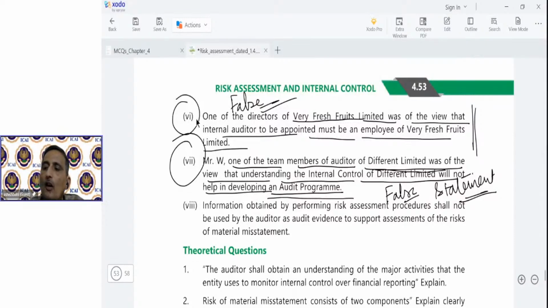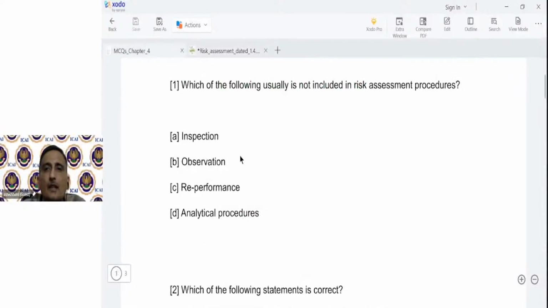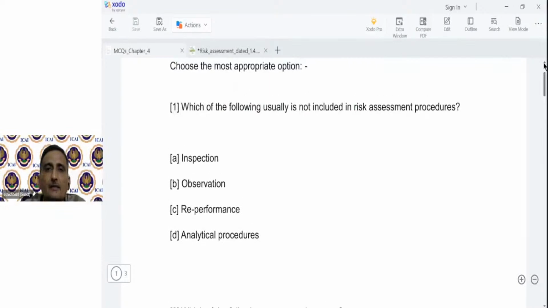Yes, all answers are visible, Sanjeet. So are you ready for some MCQs, guys? Now, is the screen visible to you? Guys, you are able to see the screen?